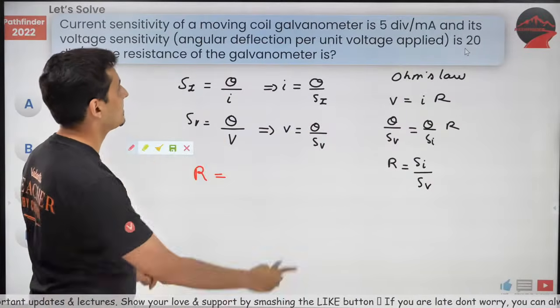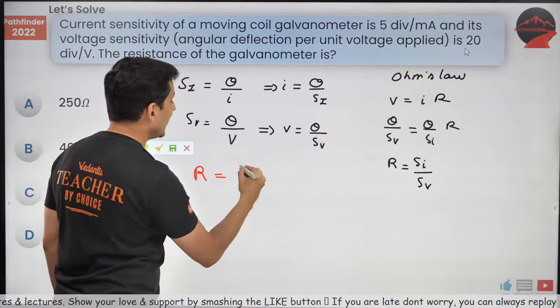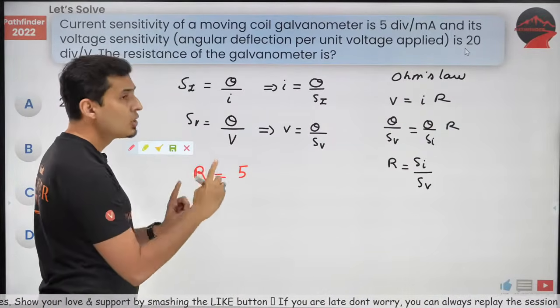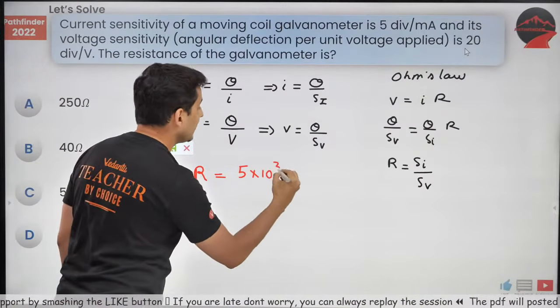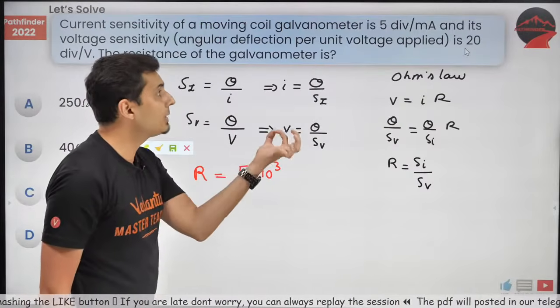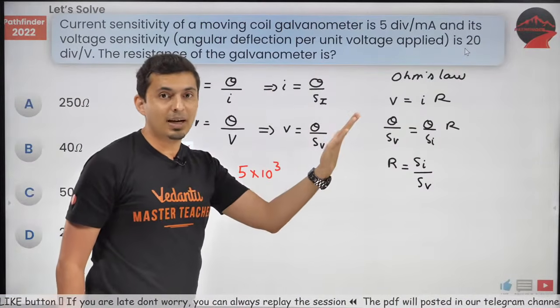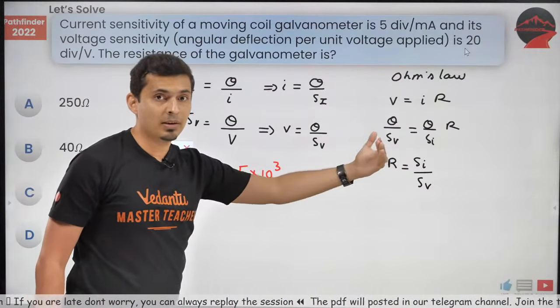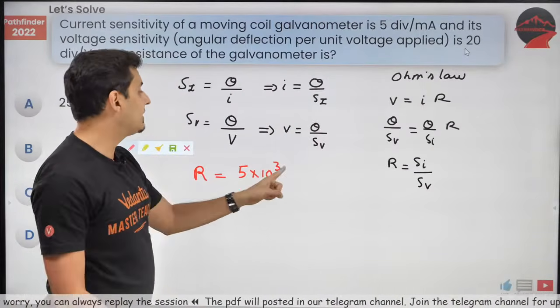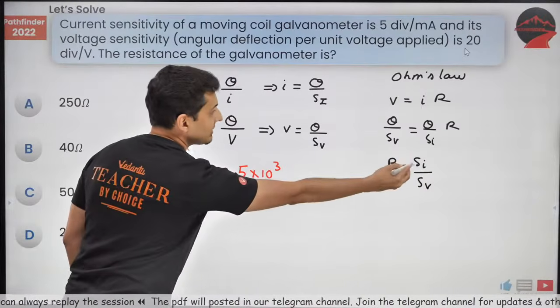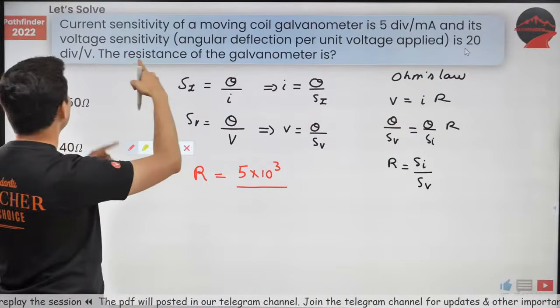Sensitivity of current. What is the sensitivity of current? It is 5 divisions per milliampere. So when you convert it into amperes, it will become 5 into 10 to the power 3. Because per milliampere it deflects by 5 divisions. So if you pass 1 ampere, which is huge, it will deflect by 1000 times more, which is 5 into 10 to the power 3. That's your current sensitivity.